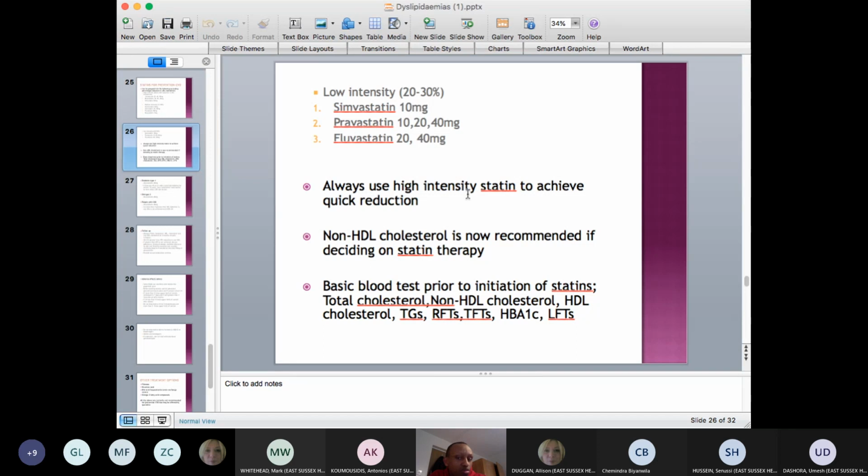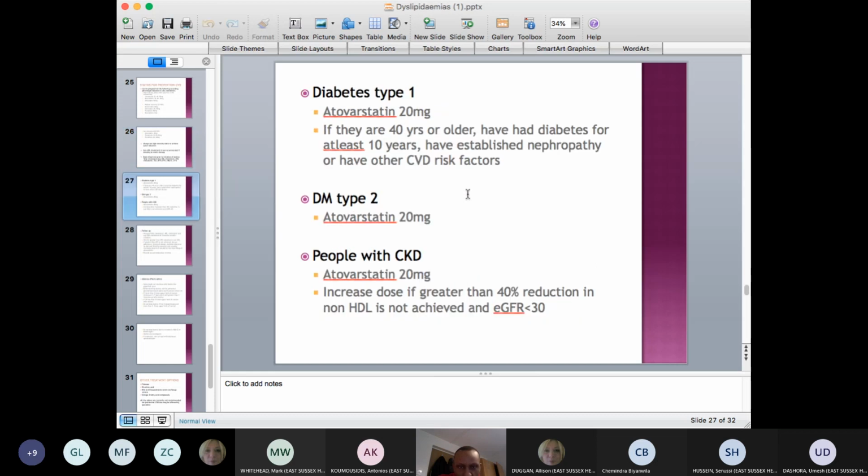Non-HDL is now recommended, like I said, when deciding on statin therapy. And of course, before you start all this, you should do some basic blood tests before you start the statin therapy. So we said total cholesterol, non-HDL cholesterol, HDL cholesterol, triglycerides, renal function, TFTs, HbA1c, LFTs. All those should be looked at before you start treatment.